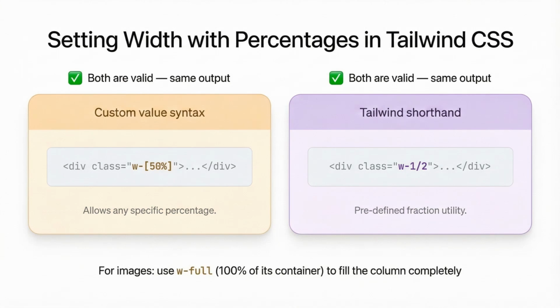The instructor also points out that for the image inside the column, you typically want it to fill the full width of its container, so you'd use W-full, which equals 100%. The square bracket syntax is powerful because it lets you use any custom value that isn't part of Tailwind's default scale, giving you full flexibility when you need it.